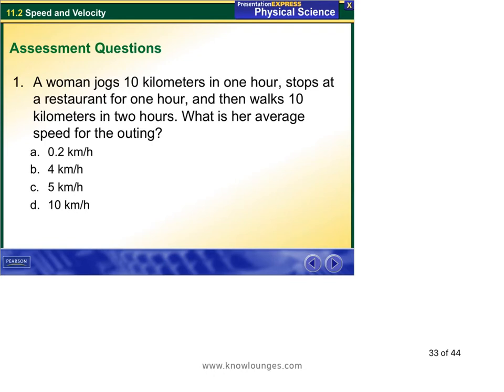A couple of quick review questions. A woman jogs 10 kilometers in 1 hour, stops at a restaurant for 1 hour, then walks 10 kilometers in 2 hours. What was her average speed for the outing? If we're trying to find speed, we still want to look at distance divided by time. In this case, our distance, we had 10 kilometers and then 10 more kilometers. So we put those two together and the total distance was 20 kilometers.